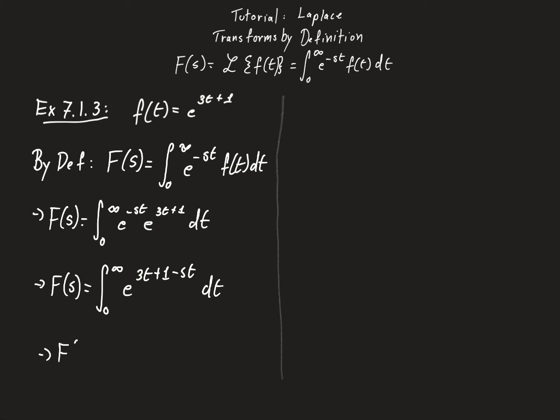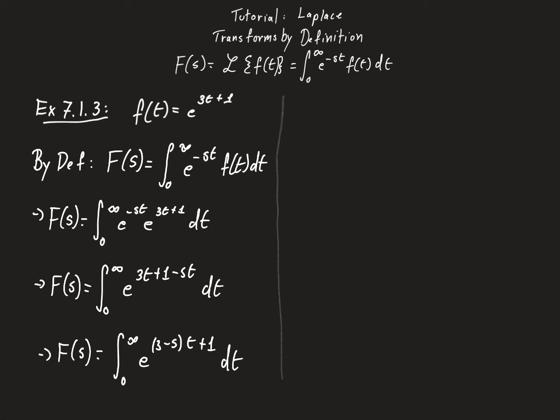And therefore, F of s is equal to the integral from 0 to infinity of e. And here what I'm going to do in this step is I'm going to factor out the t from the terms that have it in this power here. So here we're going to get, this is 3 minus s times t plus 1 dt. Okay, so now we need to calculate this integral.